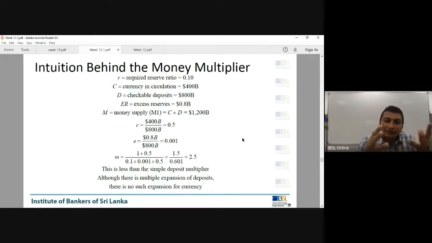So when they keep things more in currency form, it reduces the possibility of having multiple deposit creation, and banks also become less intensive in expanding their deposits, and they keep more in excess reserve. Right? So you can figure out the reasoning behind why expansion is so much slower than a simple, straightforward multiplier arrangement that we discussed.